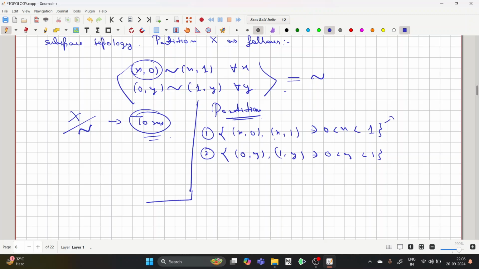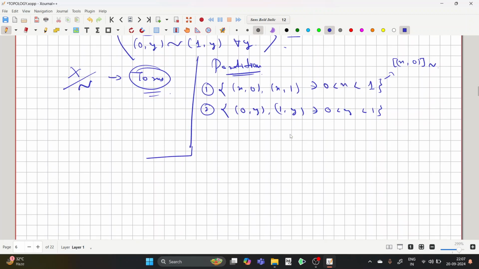These represent the equivalence classes of the element (x, 0) under tilde, right? Just work it out, it's quite easy to observe, because for each x, x0 will be related to x1 only, because we are identifying the points x0 and x1. So in the equivalence class of x0 I will have x1 as well, and that is the only point there should be.